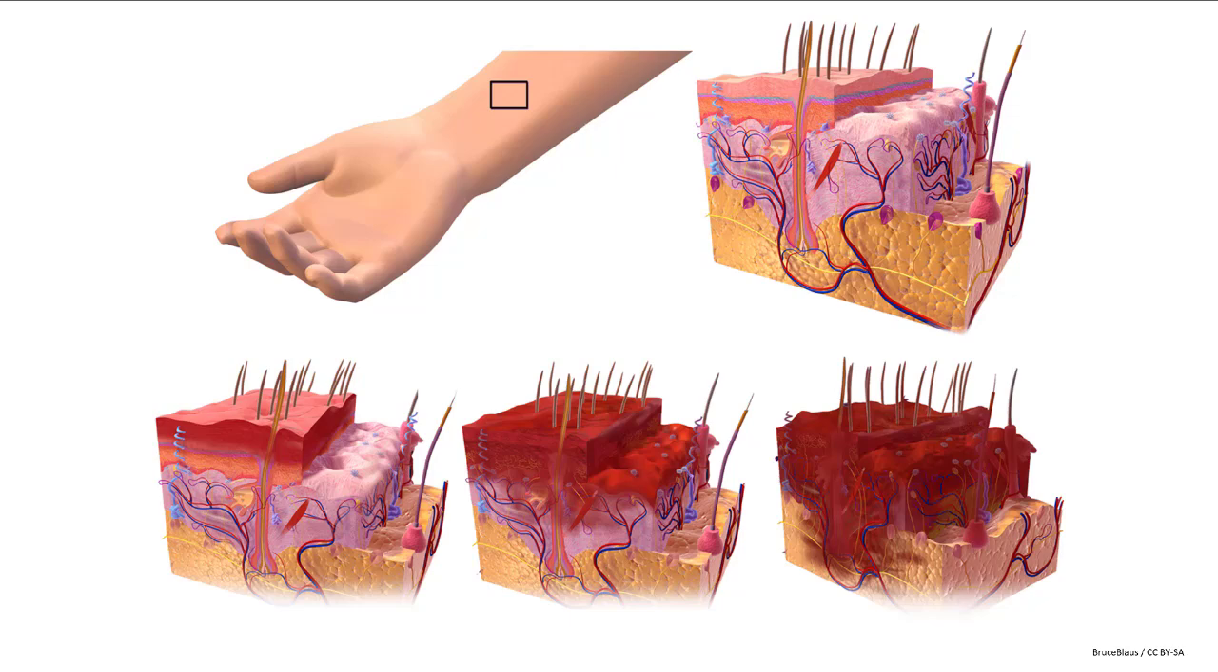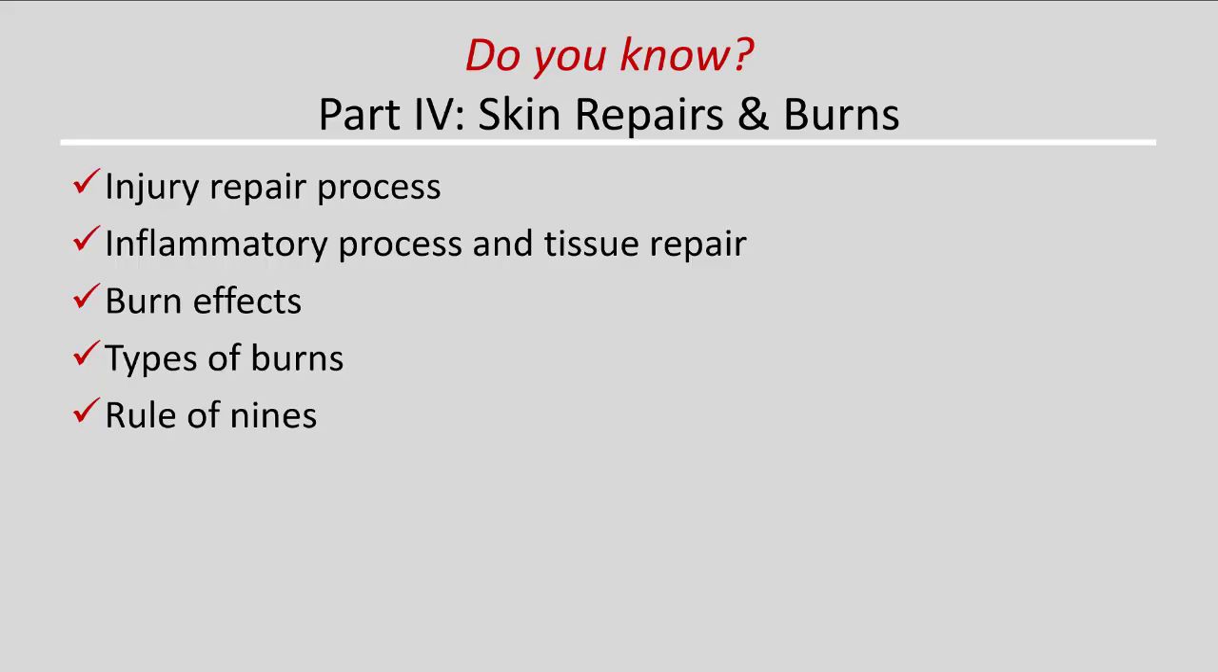Here is the depth of burns. So this would be the degree, whether we have a 1st degree, 2nd degree, or 3rd degree. So you should know the 3 main steps of the injury repair process and what's going on at each step. What's going on with inflammation and tissue repair? The effects of burns, not only the types of burns in terms of 1st degree, 2nd degree, and 3rd degree, but you should also be able to estimate the surface area that a person has burned.